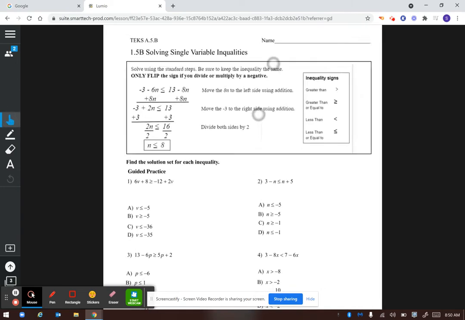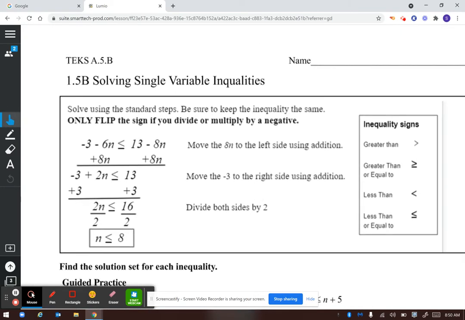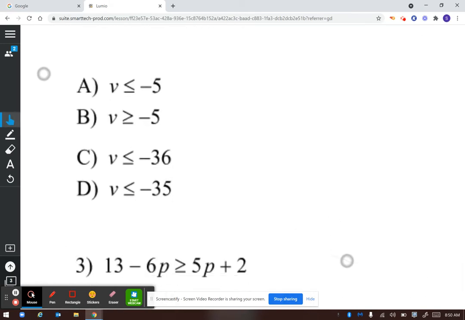Hey there, today's lesson is solving single variable inequalities. The only difference in this lesson and solving single variable equations is that instead of an equal sign, it has these inequalities. And there's only one rule to additionally remember, and that's to flip the sign if you multiply or divide by a negative. All right, let's take a look at what that means for us.